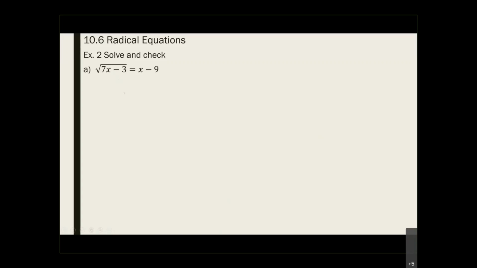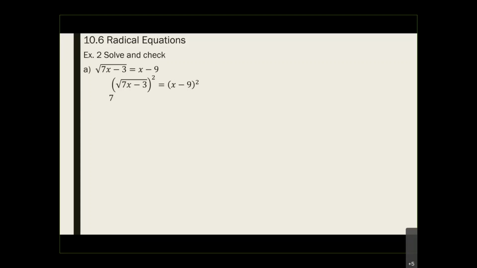We don't need to manipulate anything to get the radical by itself, right? So looking at this, what can I do? Well, if we go with our steps, do you agree that to get rid of the radical, I need to square both sides? So I square the left side and I square the right side. And hopefully this is where you say, oh, Mr. Tran, you bring me back to chapter 6, which I don't like, right?